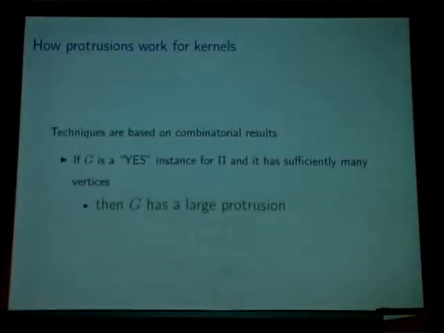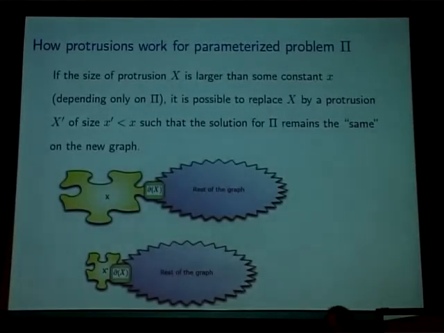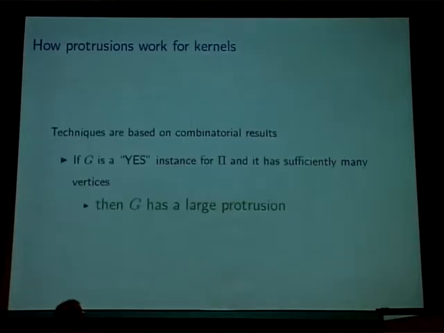Sorry, I come back. So this is the main idea. If I have a big protrusion, I'm able to shrink it, and then again I look in my graph. If I have again a large protrusion, I shrink it, and finally I end up with a graph which doesn't have a large protrusion. And then if my graph doesn't have a large protrusion, I'm also able to argue that the size of the graph is bounded as a function of k, which means that I have a kernel of nice size. So this is the idea.